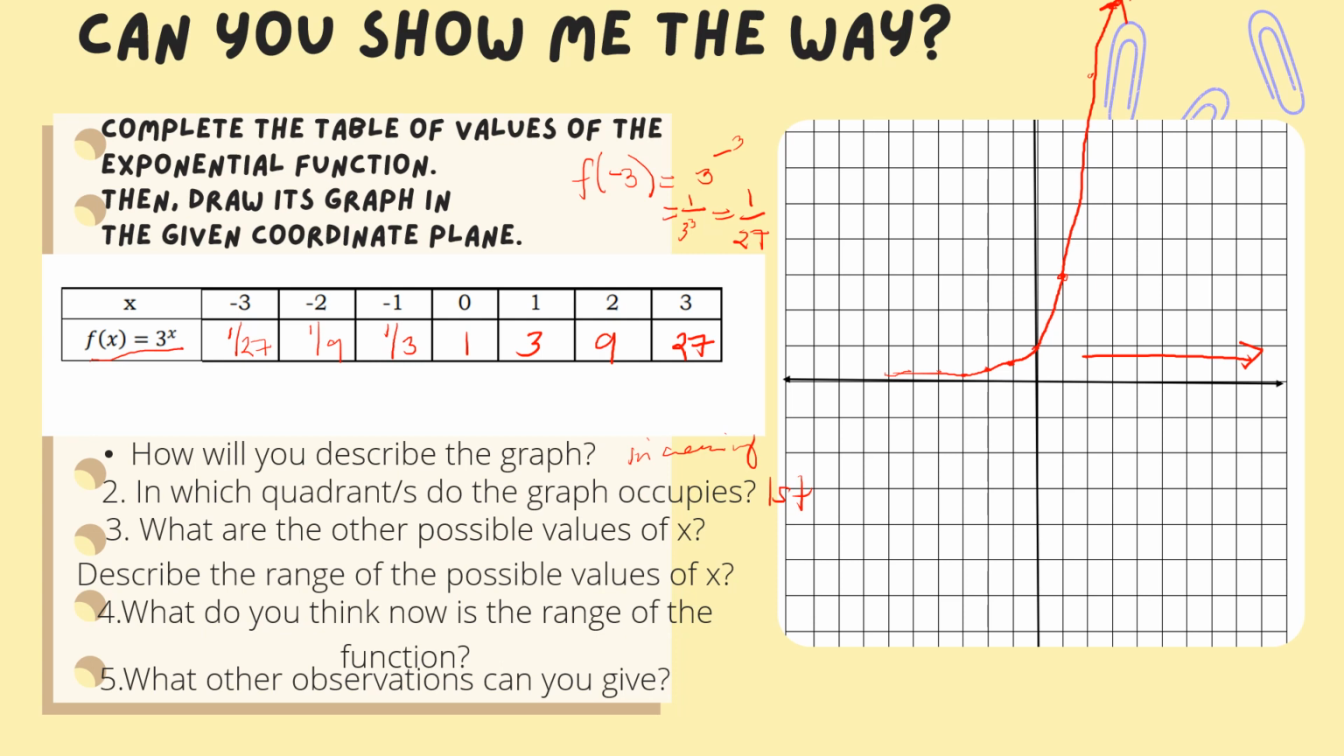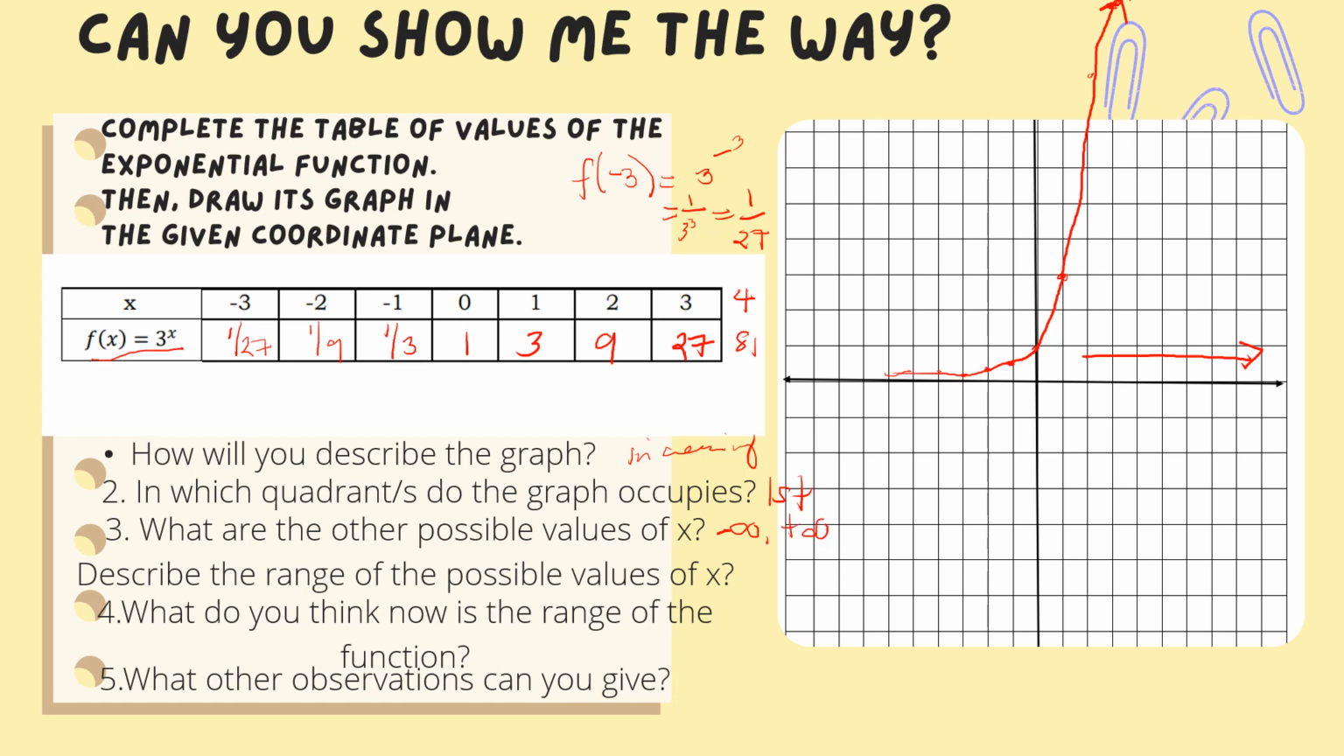the x values. What are the possible values of x? Okay. So, if I have here 4, it's 27 times 3, it will be 81. And 5, 243, and so on. Here, for negative 4, 1 over 81, for negative 5, 1 over 243, and so on. So, what are the possible values of x? The possible values of x can be from negative infinity to positive infinity.